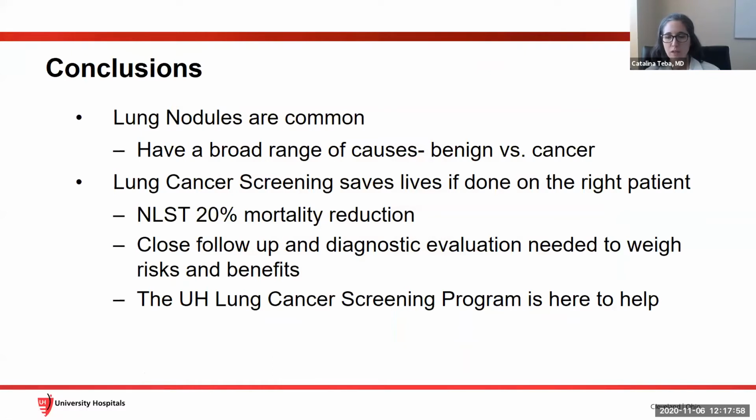So in conclusion, lung nodules are common. There's a broad range of diagnoses. Not every lung nodule is lung cancer. Lung cancer screening saves lives if done in the right patients, and the NLST showed a 20% mortality reduction. Close follow-up is needed. If you do decide to go forward with lung cancer screening, it's a process. It's a screen to help prevent lung cancer. We're here to help you, and we'd love to see you in our clinics and talk further about this. Next slide.